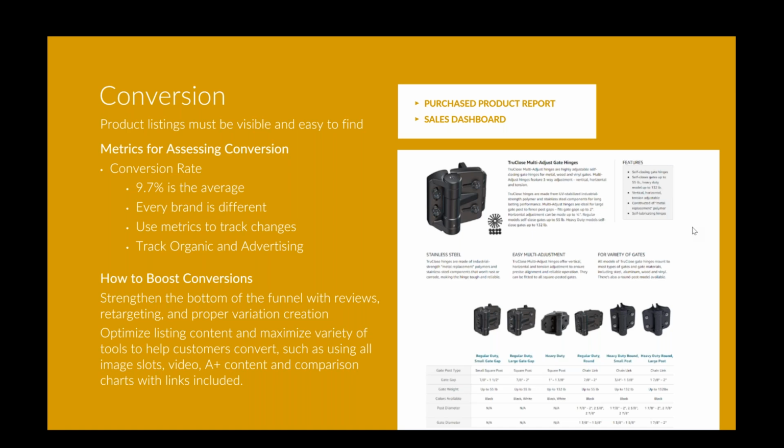Also, we'd recommend tracking your organic and your advertising conversion rate. Oftentimes, these are going to be two very different numbers, and it's good to know how your conversion rates are tracking on both sides of your business, so you know if you are seeing positive or negative trending on either side. And so again, the easiest way to look at these conversion rates: the purchased product report for advertising can show you how you're converting on each ASIN, and then your sales dashboard can show you how you're converting organically as well.